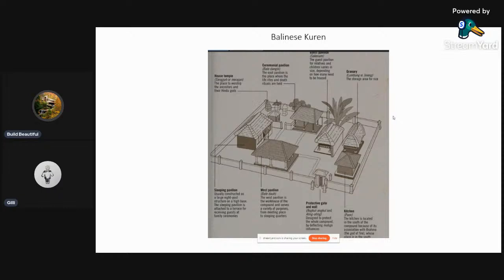The people of Bali traditionally endeavour for a natural balance and harmony in their lives, and this is reflected in their architecture, as the Bali house has a balance of male and female, negative and positive, as well as the sacred and the profane.